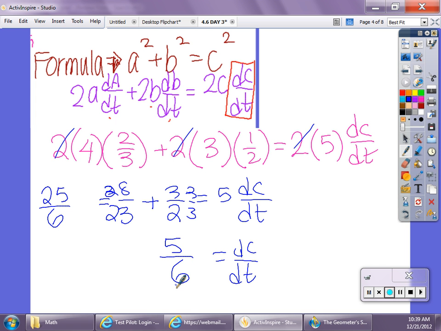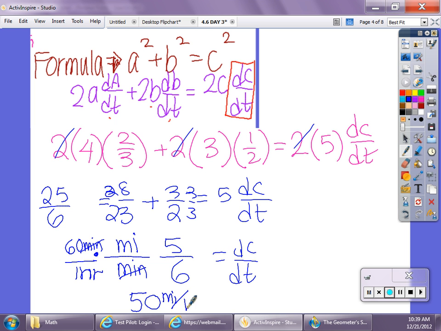What units were we in? So distance was in miles. Time was in minutes. So what if I want to know by hours? Go backwards and change 60 minutes for every 1 hour. So my actual answer would be 50 miles per hour.